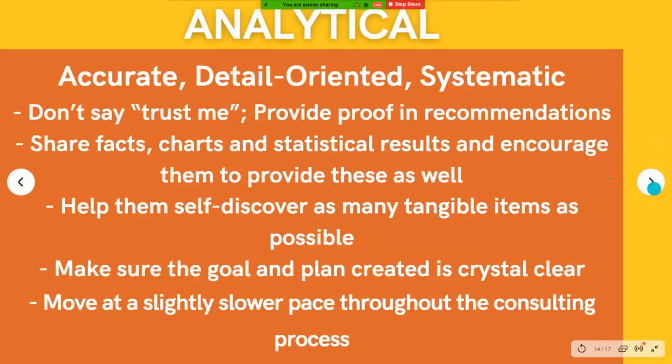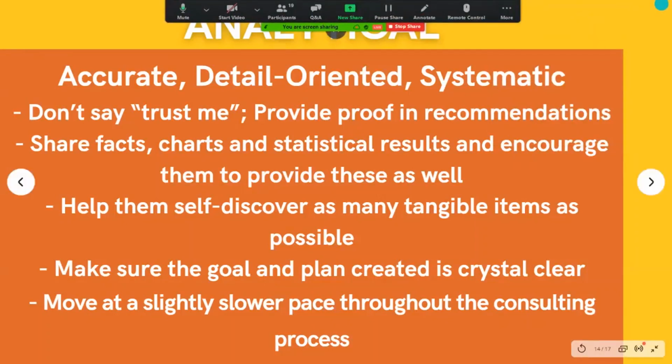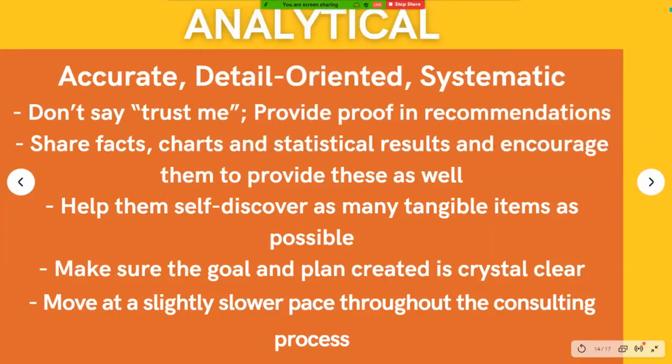Okay? Analytical people, right? Accurate, detail oriented, very systematic. If you say something like, trust me, to this type of person, no, you need to provide the proof. They want the recommendations, they want the facts, the charts. These people want the statistics. We teach you guys how to look up those statistics on our market, in our town hall, and our market updates. These are the people that will love those things.